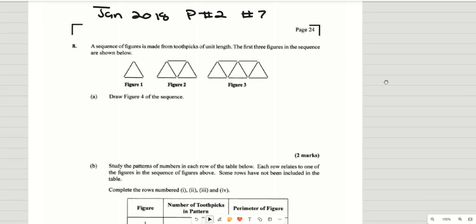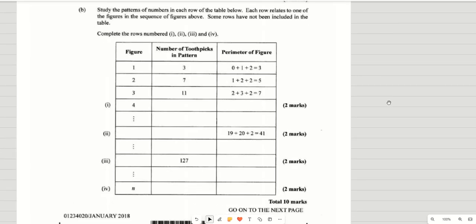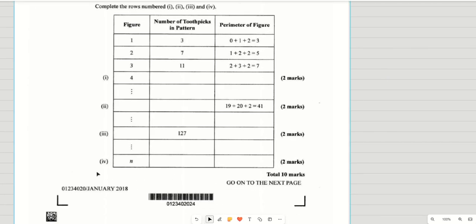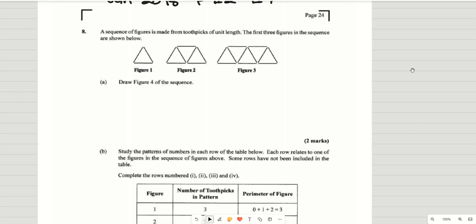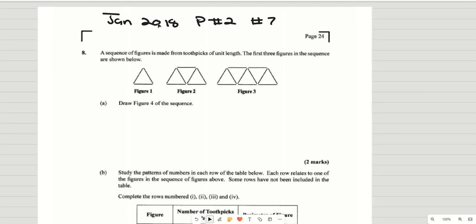Well, it has number 8 here, back before they changed the structure of the paper. Our sequence questions used to be a number 8 question, but moving forward, after 2018, it was usually a number 7 question. This is number 8, but it's the sequence question.